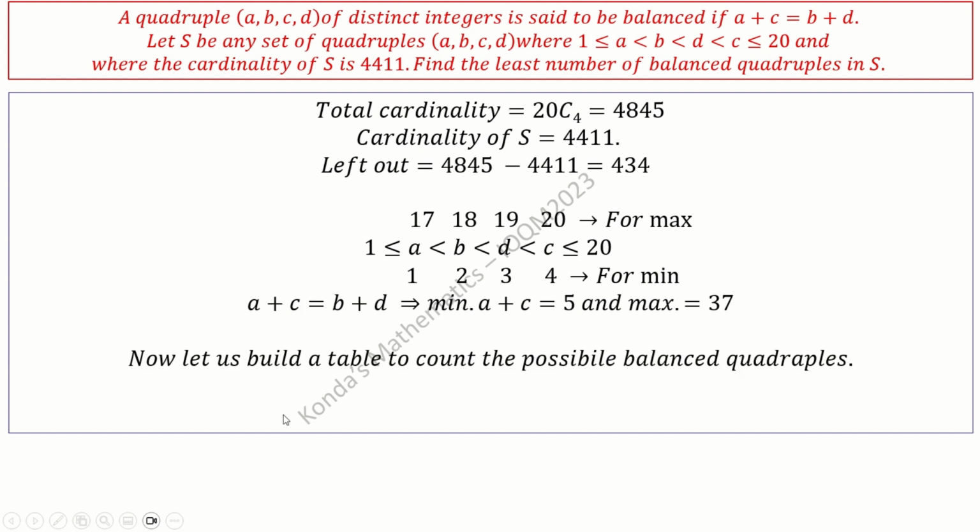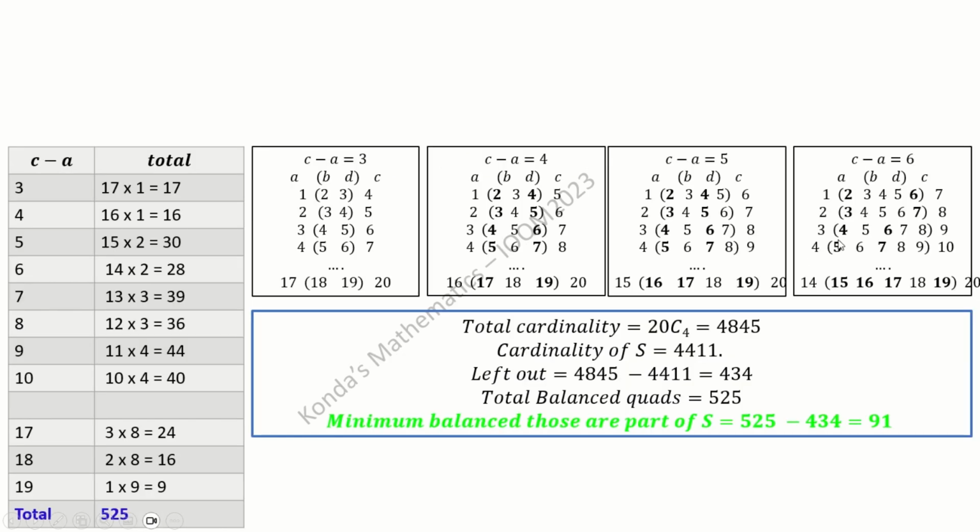Okay. Now let us build a table to count the possible balanced quadruples. So this is also again one more counting problem only. Now C minus A minimum is 3, maximum is 19. So you put this restriction and count, then we will get the answer very easily.